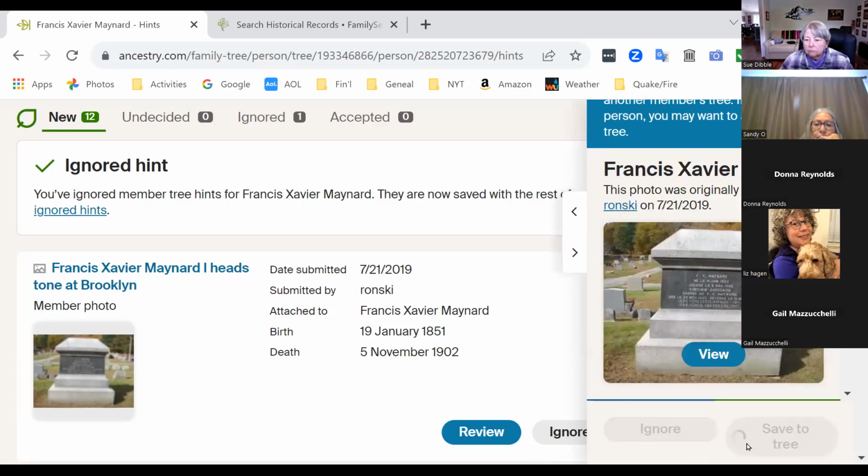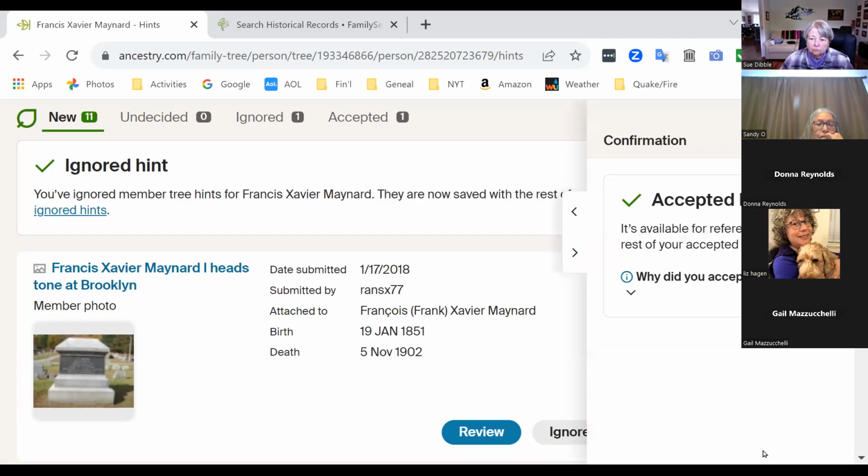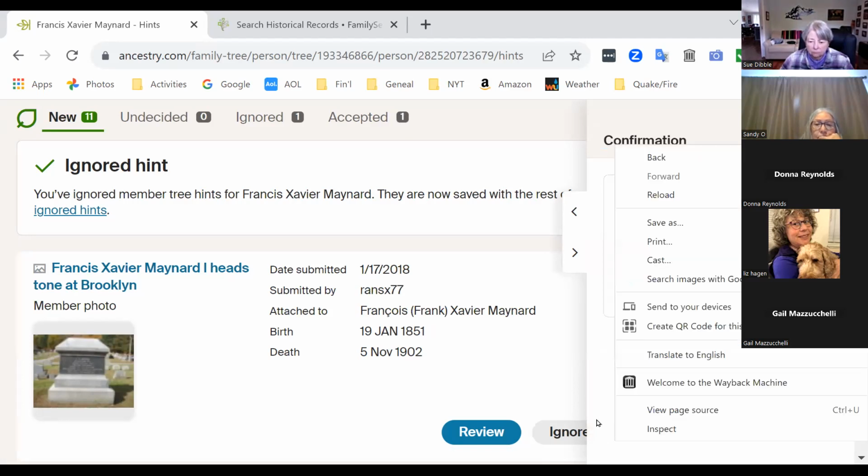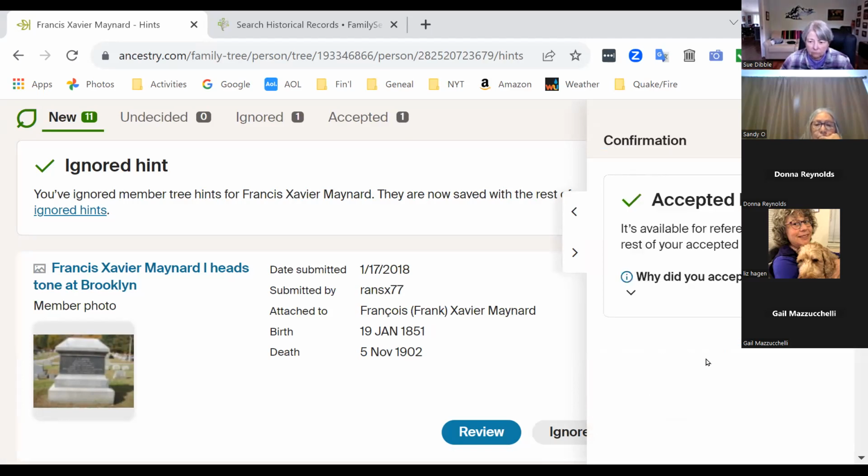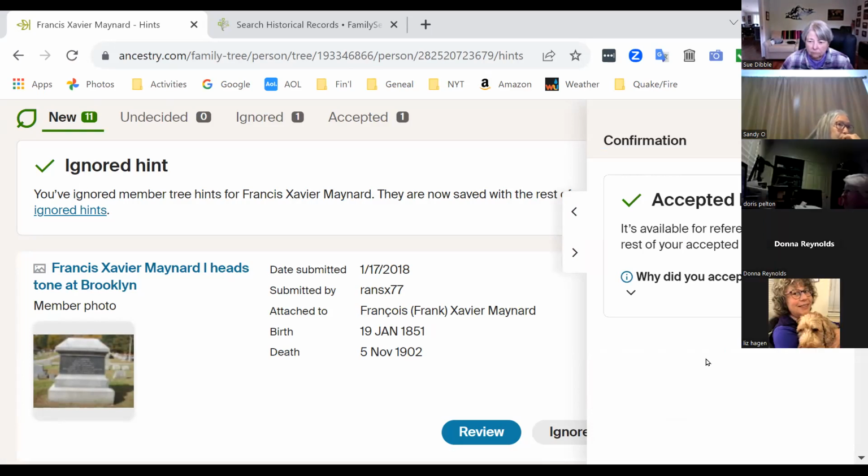Okay. And it will ask you if you wanted to say why you accepted the hint, but it'll save the picture, it'll save the date, and it will save the source. So you have all the information you would put in if you were doing it mechanically, but it's right there. Now it's done. We can go to the next one.